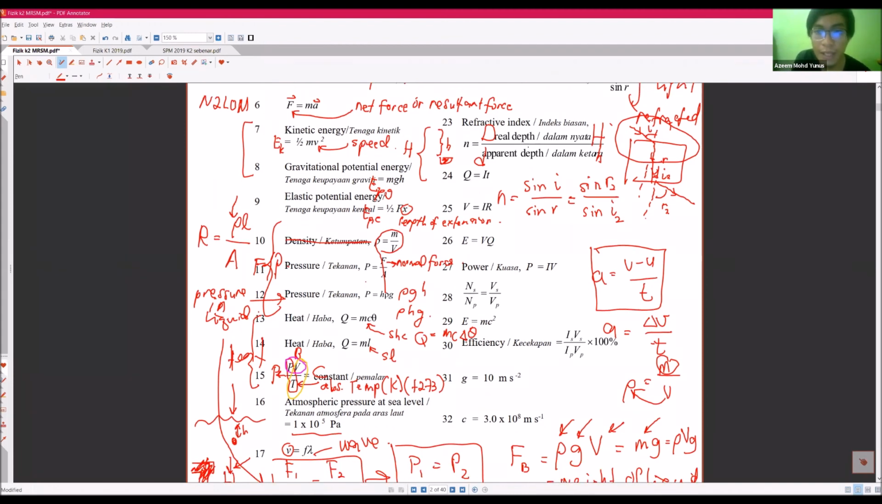24, Q equal to It. Now we move on to electricity. This is the charge. Q is the charge, equal to current times time. And from this formula we can derive current is equal to Q over t. So the definition of current is actually the rate of charge flow. V equal to IR. This is Ohm's law.